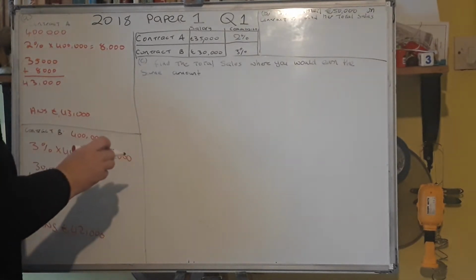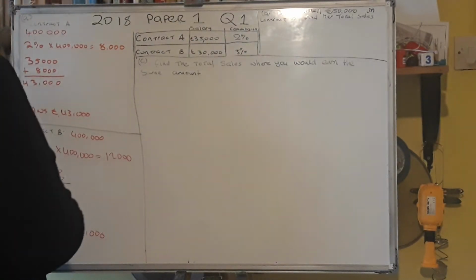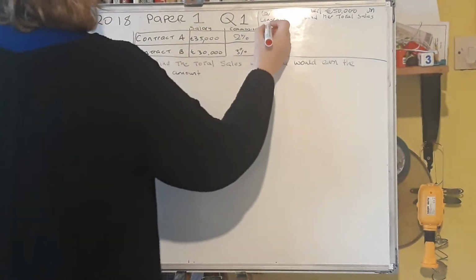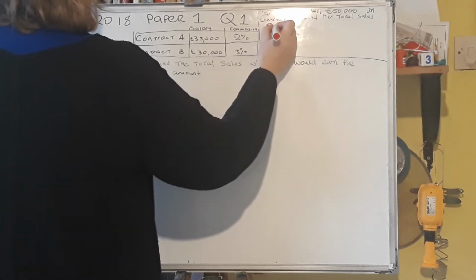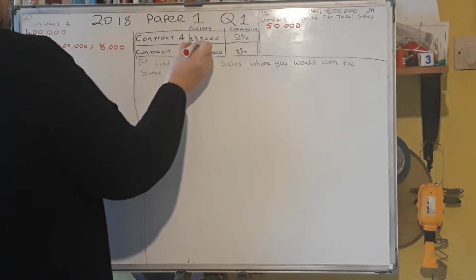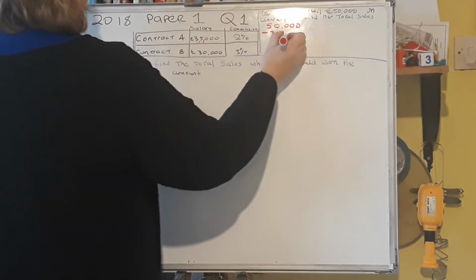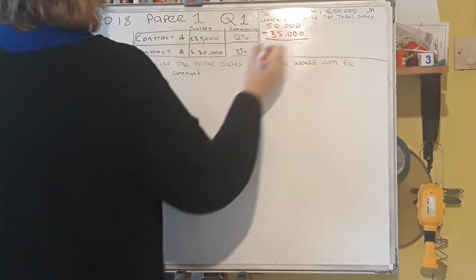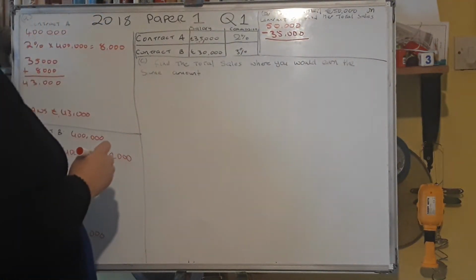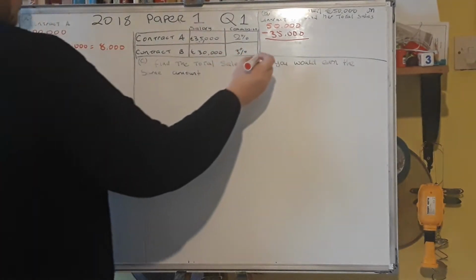Another employee, Mary, earned 50,000 in a particular year. She is on contract A. So find out her total sales for the year. Okay? So we have Mary earned 50,000. We know that on contract A, the yearly salary is 35,000. So take that out, and what you're left with is the amount of money she earned from her commission. When you take that away, you are left with 15,000.